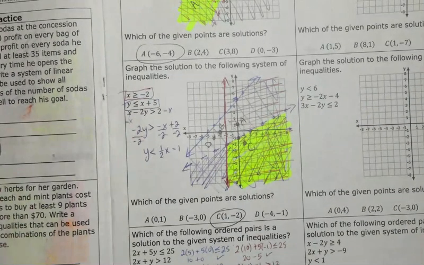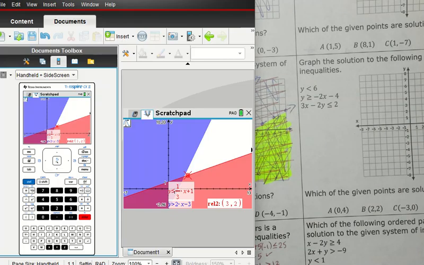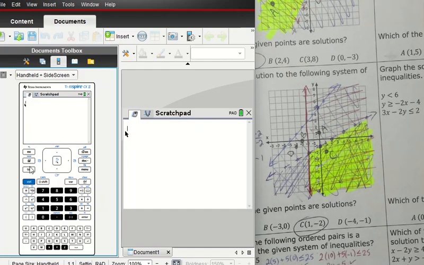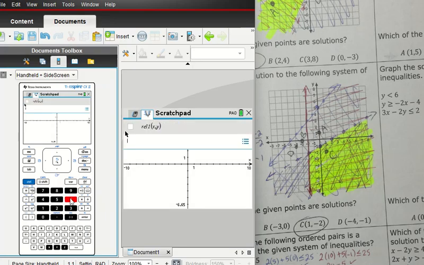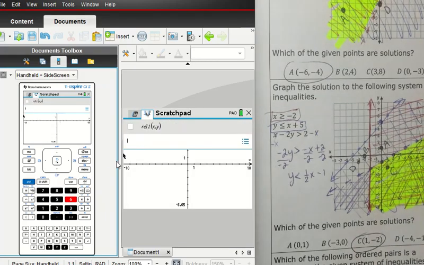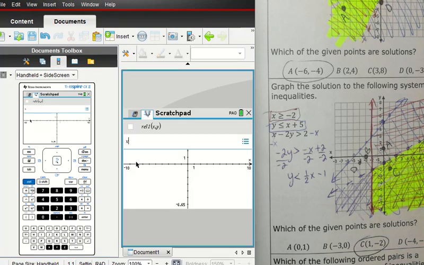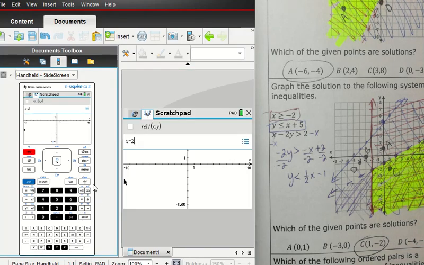So if we graph those three, I noticed some students wanted to rewrite the inequality. You don't have to if you use the calculator. So let me clear that and then graph it again. So like this one is going to be x inequality greater than or equal to -2. I didn't type it.